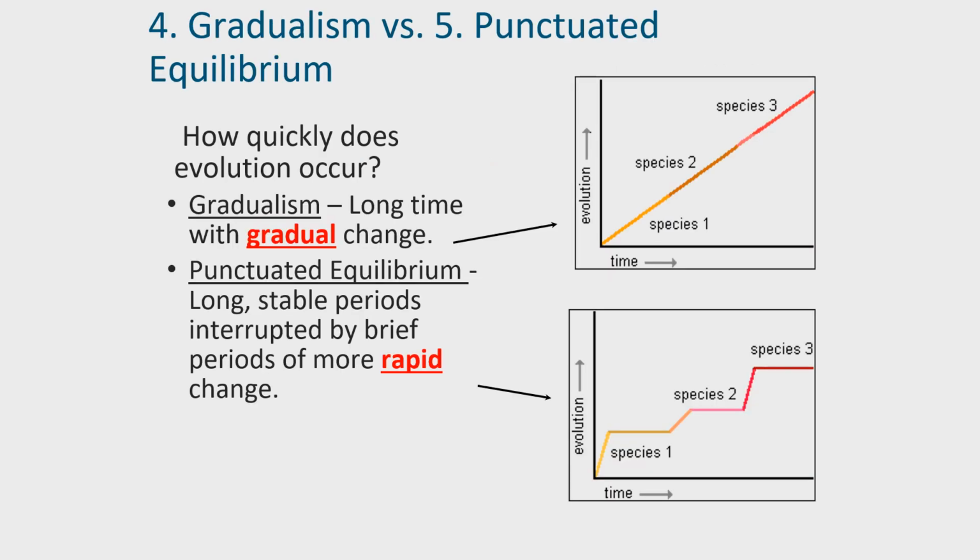So how quickly does evolution occur? There's one that's called gradualism, and if we were to graph gradualism, evolution on the y-axis, time on the x, is a line, very gradual. Now, punctuated equilibrium would be long periods of stability interrupted by rapid change, and long periods again, rapid change, long periods of stability again.